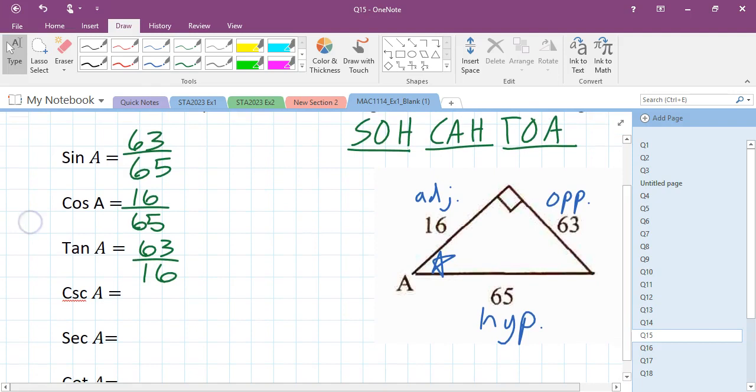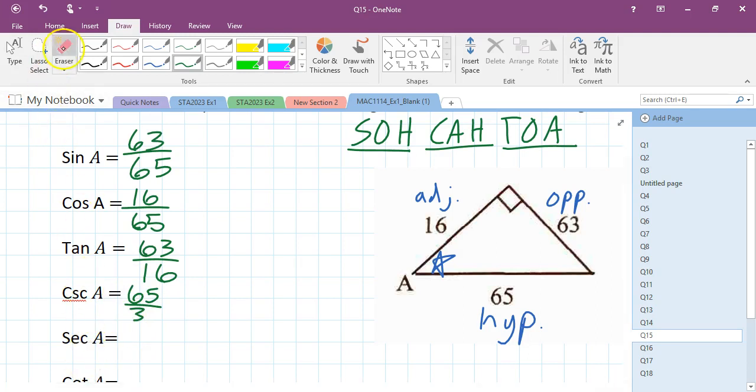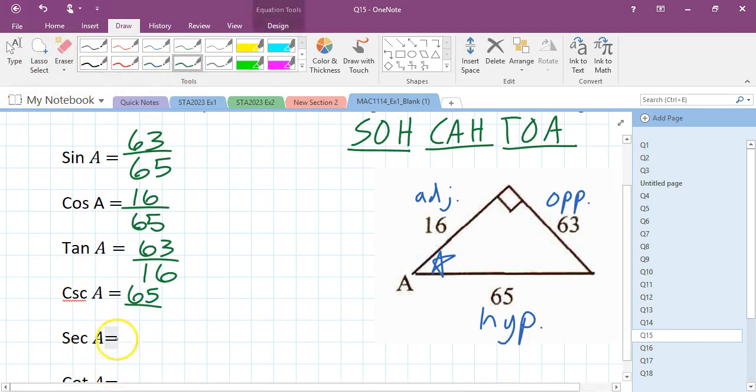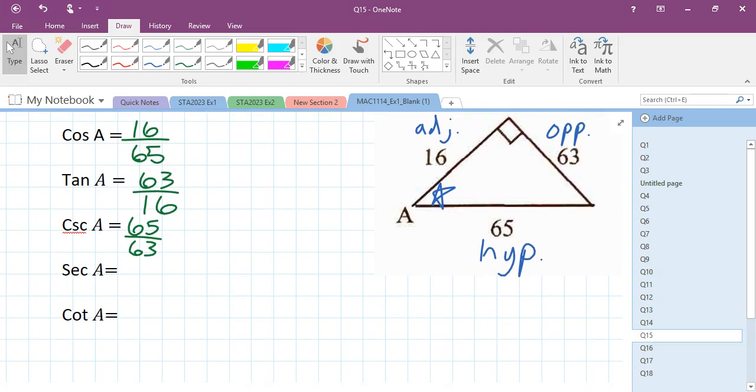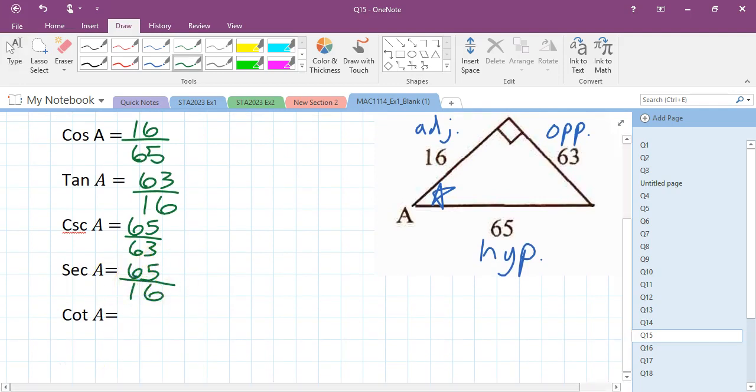Now that we have these 3 basic trig functions, it's easy to get the other ones because all you got to do is flip them. So, what is the answer for cosecant? 65 over 63, because it is the reciprocal of sine. I about wrote the wrong number. 65 over 63. What about secant? 65 over 16, because it is the reciprocal of cosine. What about cotangent? 16 over what? 63, because it is the reciprocal of tangent. All right. Moving on.